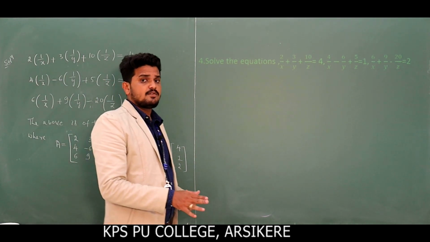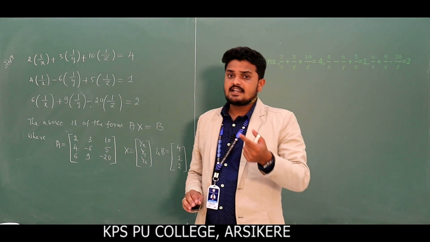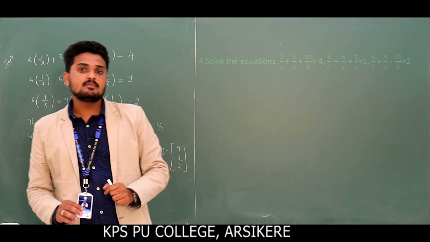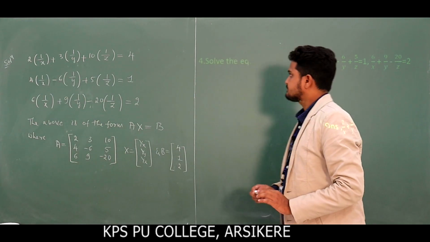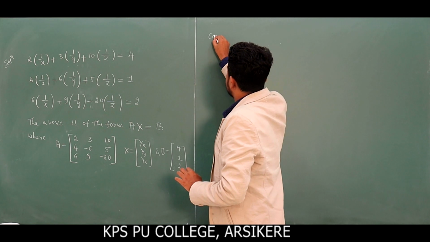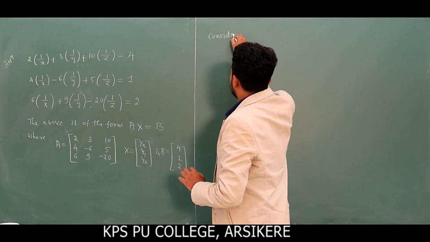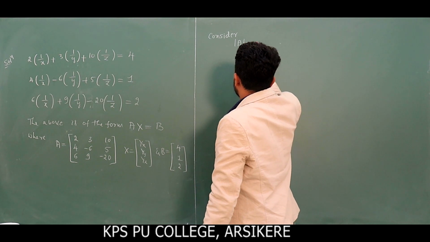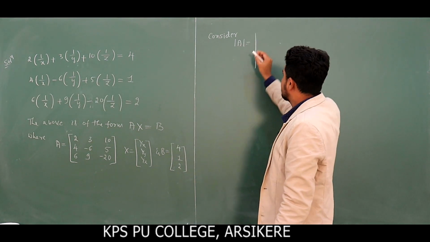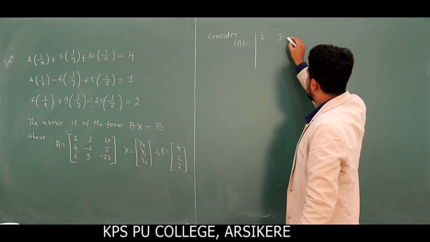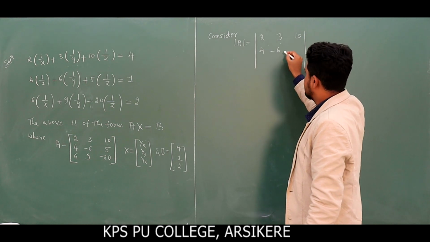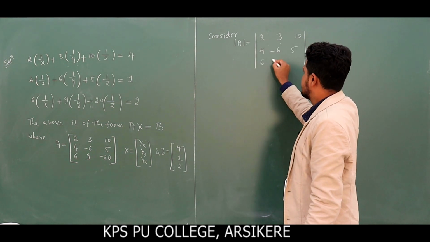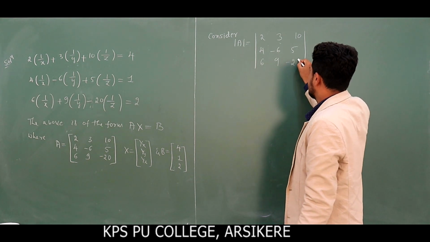So before that we have to find the A inverse value. You already know the A inverse formula: 1 divided by determinant of A into adjoint A. So first we have to find the determinant of A. Consider determinant of A, which is equal to the determinant of the given matrix: 2, 3, 10, 4, minus 6, 5, 6, 9, minus 20.